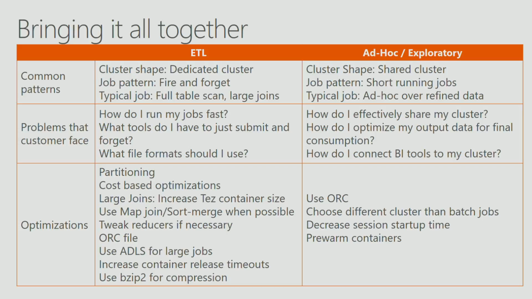Pretty much all the same things can also be done for interactive, like ad hoc and exploratory. But the 4 that will make the biggest difference are: use ORC, right? Because again, it'll make every query faster. Choose a different cluster than batch jobs. You should really have 2 clusters. And one of the things that HDInsight brings is you can create 2 separate clusters, both pointing to the same storage and the same metastore. It seems like it's the same cluster, but now you have 2 dedicated resources. They're not contending with each other.